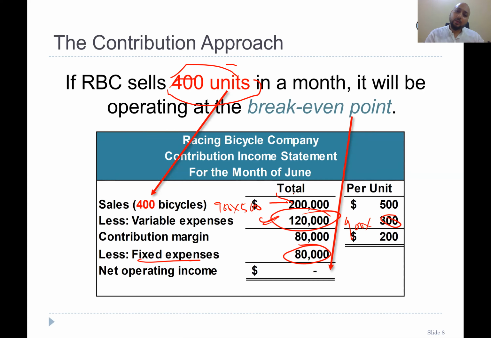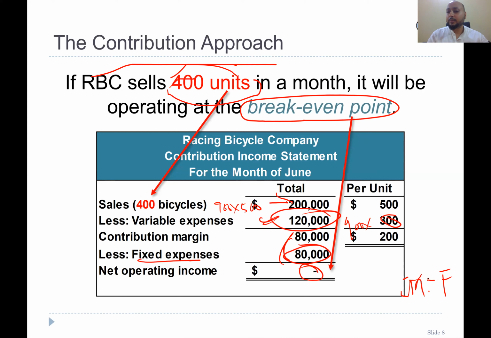And now we are having 80,000 contribution margin, and 80,000 is our fixed cost. We are earning zero economic profit, right? So one formula of break-even point can be using contribution margin approach. That is, contribution margin is equal to fixed cost, right? So from here, we learned our two formulas.